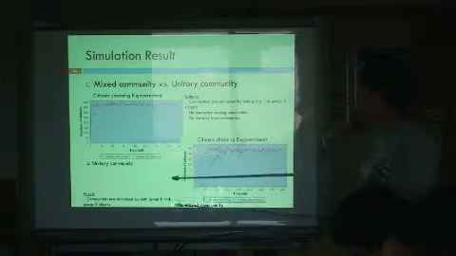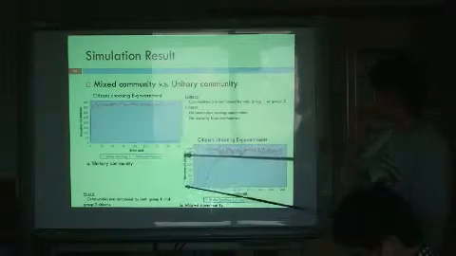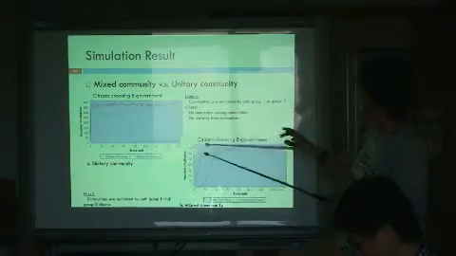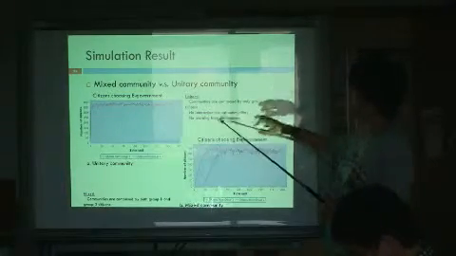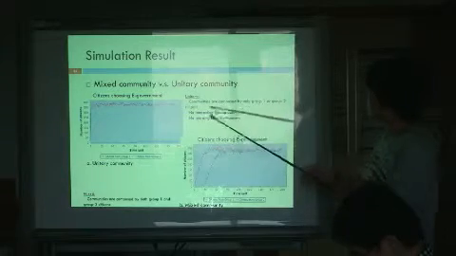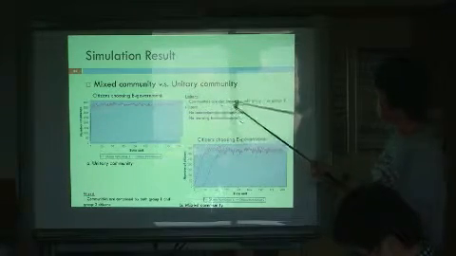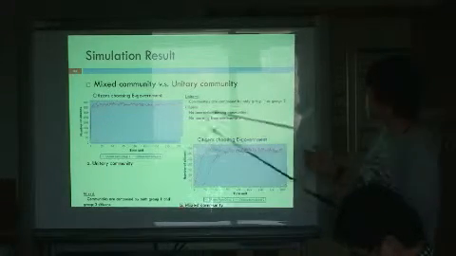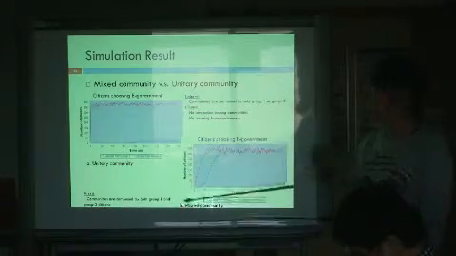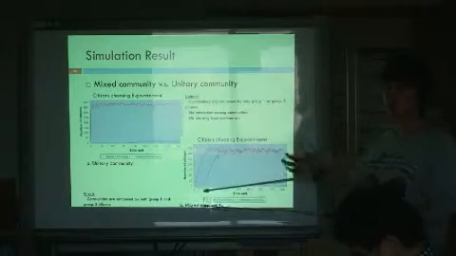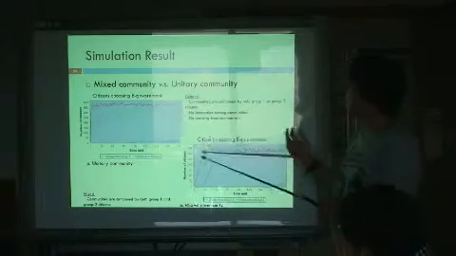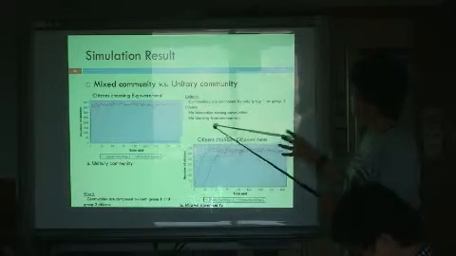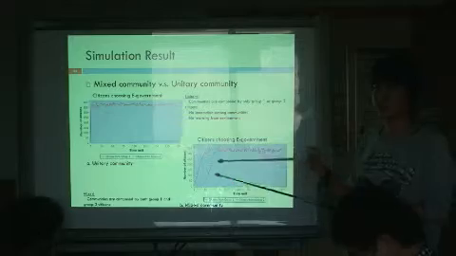So I did some simple simulations on this model, first comparing a mixed community and a unitary community. Here a unitary community means that the community is composed only of group 1 or only of group 2 citizens. Group 1 is the ordinary group and group 2 is the preferential group. And no interactions are allowed among the communities, and the citizens will not learn from the environment.